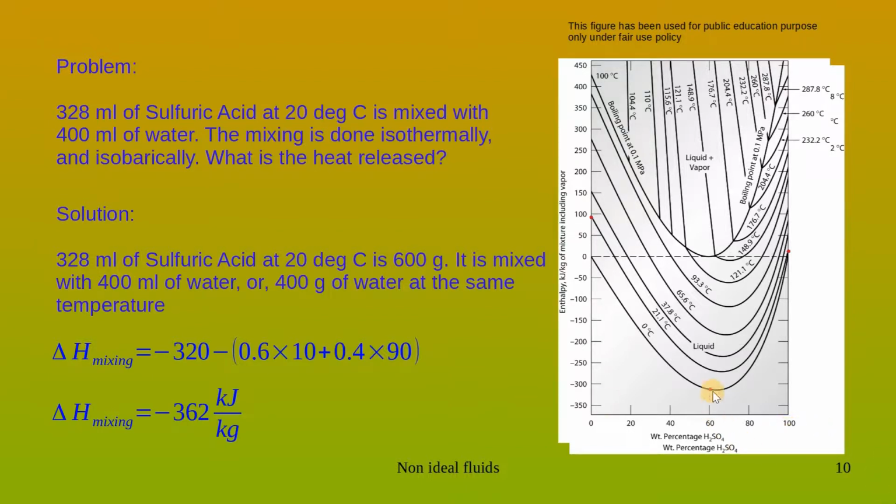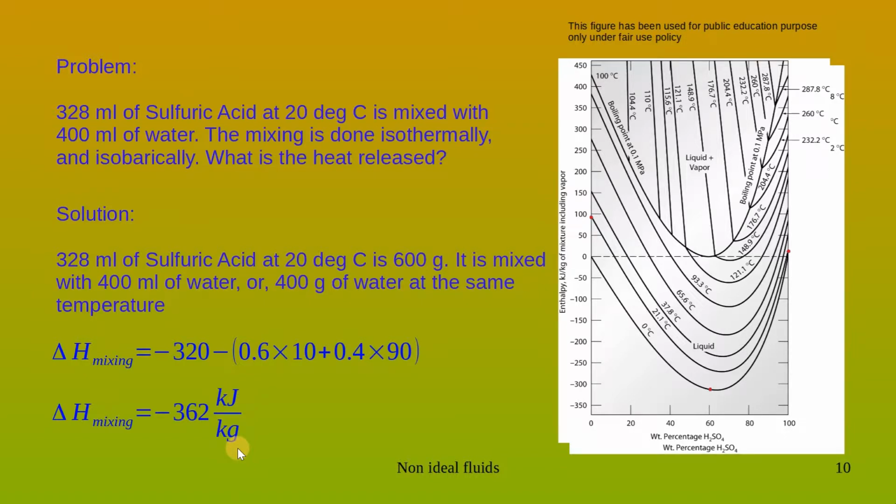The 60% solution has an enthalpy of minus 320. Now, if the solution were treated as an ideal solution, its enthalpy is 0.6 multiplied by 10, which is nothing but the enthalpy of pure sulfuric acid at 20 degrees Celsius, and 0.4 multiplied by 90, which is the enthalpy of pure water at 20 degrees Celsius. The enthalpy of mixing is minus 362 kilojoules per kg.